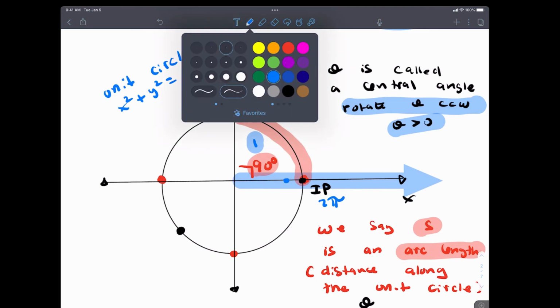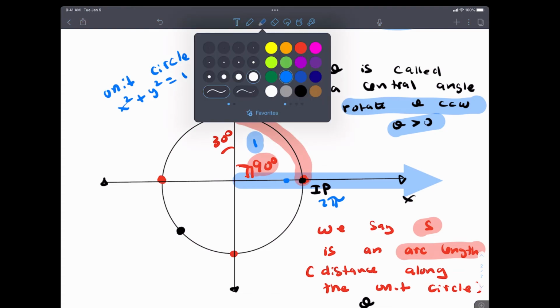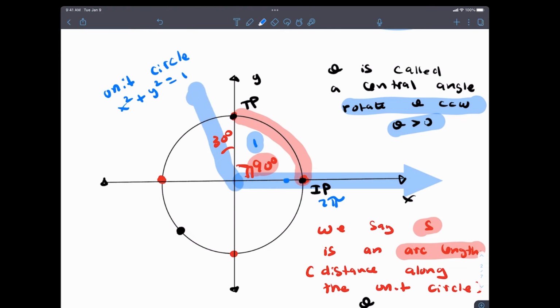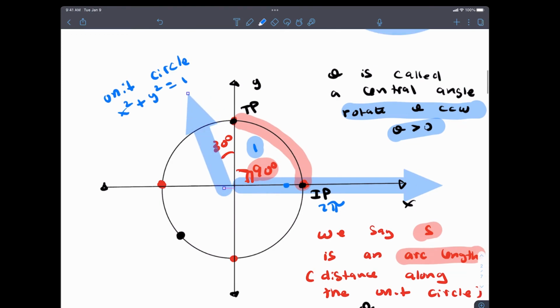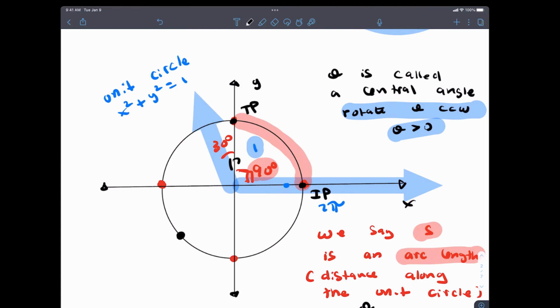If this is 90 degrees here, right? Don't I need an additional what? 30 degrees? You guys with me on this? So what would that be now? 90 plus 30 is what? You guys see my point? This whole thing now measures what? 90 and 30 is 120 degrees.